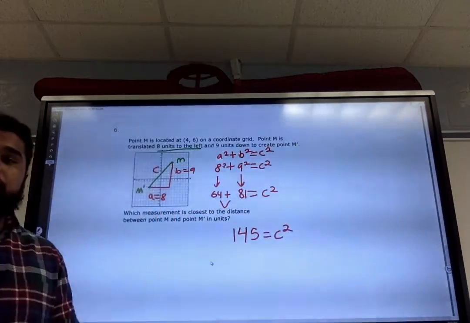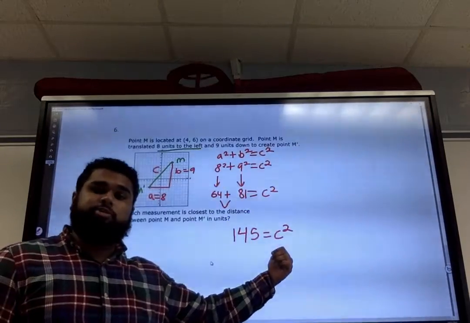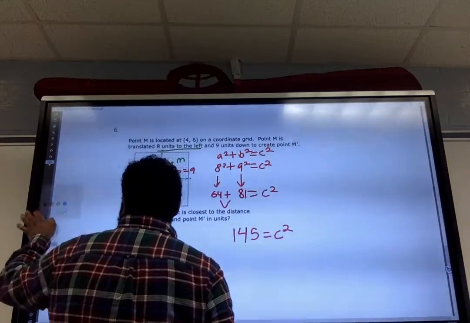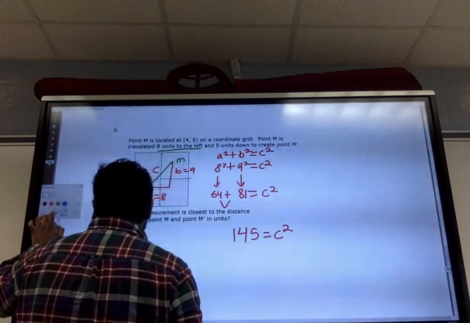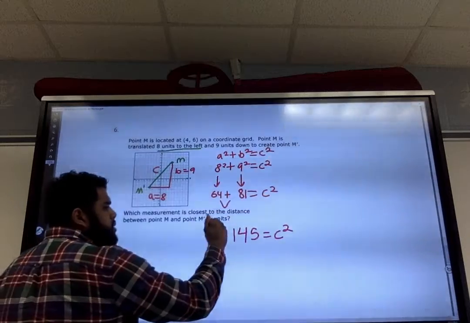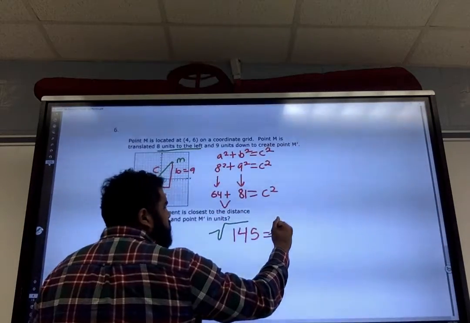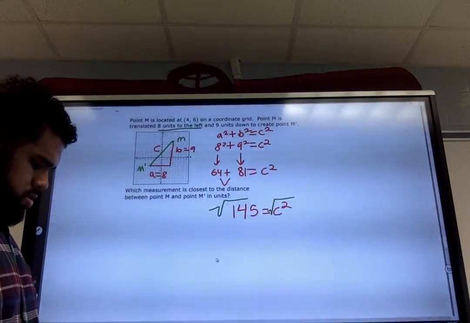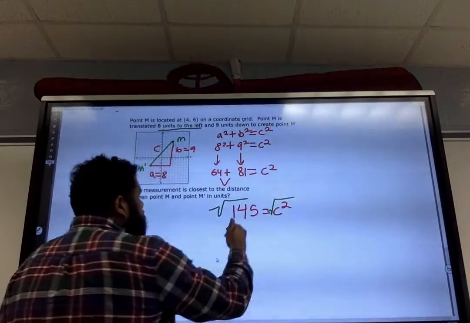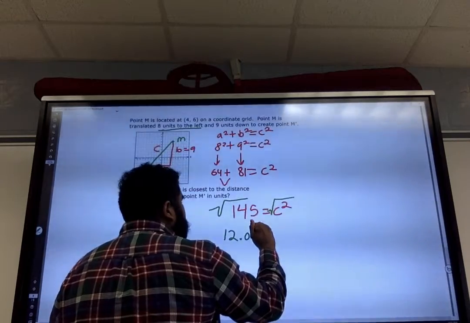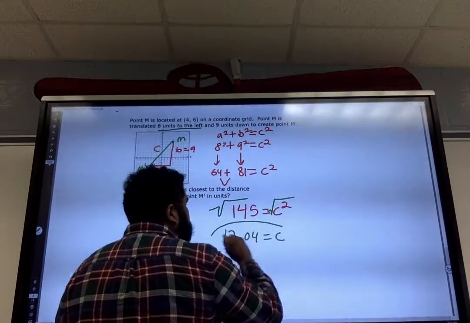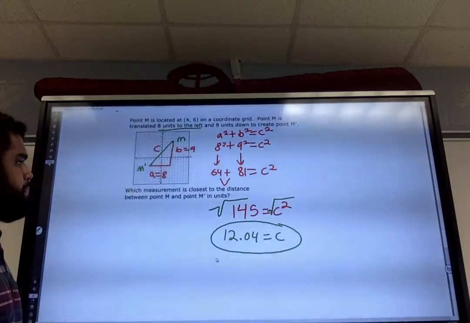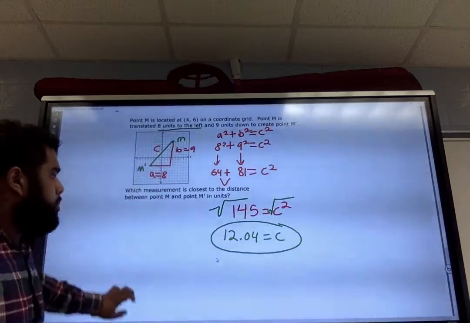Okay. So now I got it down to 145 equals C squared. Same thing as always, our last step. Go ahead and find the square root of both sides. So the square root of 145 equals what? That would be 12.04 equals C. Okay. Moving on.